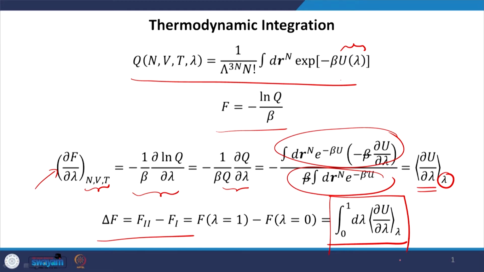So, to get the better approximation of the integral, we have to do it for many intermediate points, where I perform a simulation, I compute the canonical average dou u by dou lambda, and then basically we do the same procedure for different values of lambda, and then once I look at the approximation of the integral, that gives me the free energy difference, right.